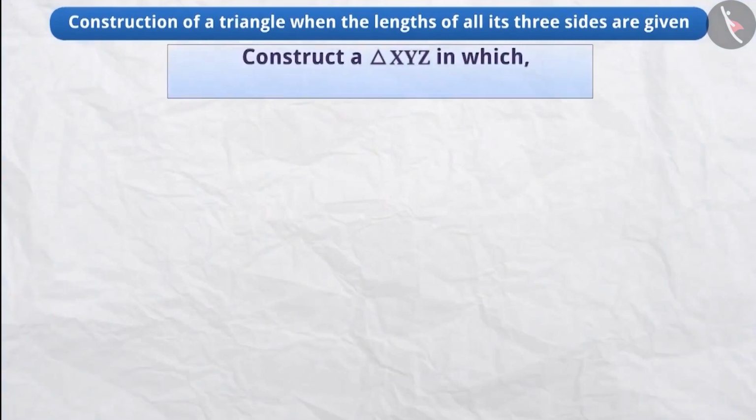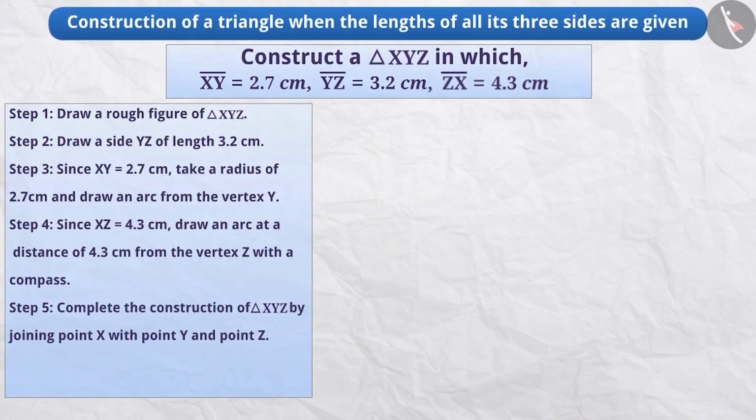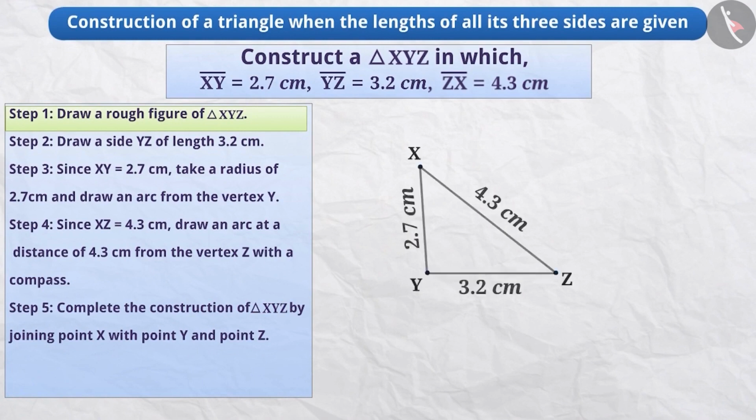Suppose we have to construct a triangle XYZ in which the length of the side XY is 2.7 cm, the length of the side YZ is 3.2 cm, and the length of the side ZX is 4.3 cm. Now, let's understand its method. Step 1. First of all, we will draw a rough figure of triangle XYZ as per the measurements given. Making a rough figure helps us in the process of construction. We get to know which side is to be placed where in the triangle.